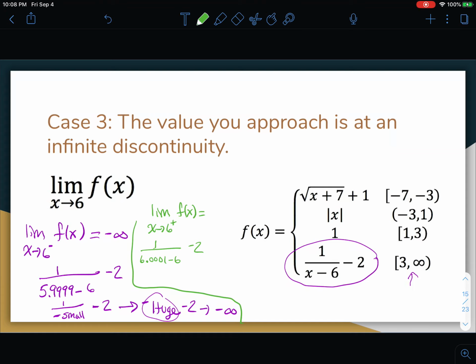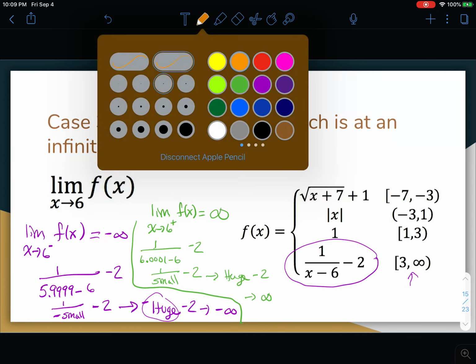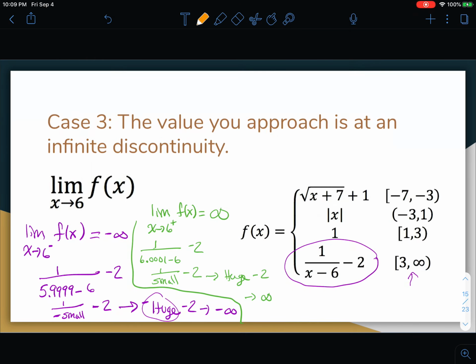So again, this is a number just to the right of 6, and we're going to subtract 6. So we're going to get 1 over a small positive number. Take away 2. If I take 1 and I divide by something teeny tiny, I'm going to get something huge. And if I have something huge and I take away 2, that really doesn't make much of a difference. So this is going to be approaching infinity. So this is infinity here. Now, since negative infinity is not the same as infinity, this two-sided limit does not exist.